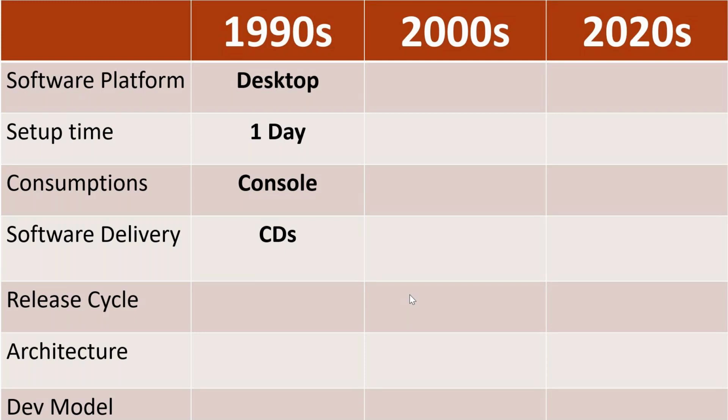So if you look at the 1990s, what was the release cycle we used to have? Release cycle means how frequently we were able to release the software. So we were able to release the software once in a year. Look at MS Office, Adobe Photoshop. Once a year they would release that. So these were some of the characteristics which we had in the 1990s about the software industry. Platform desktop, setup time used to take one day, console based consumption, delivery in CDs, and release cycle. If you developed a software at that time and did the release, it used to take 1 year.